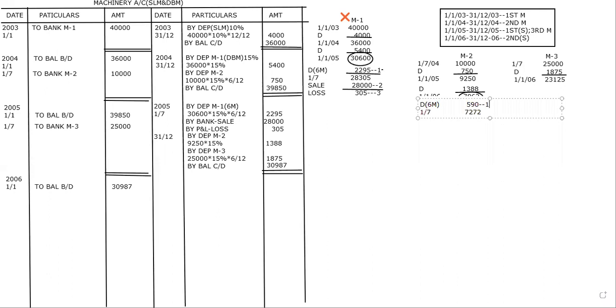Did you get it? 7,862 at 15%, divided by 2, you will get 589.65 something. So I have converted it into 590. Did you get it? Is anybody doing or not?